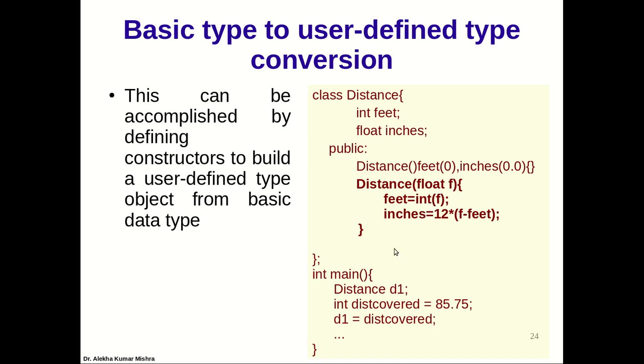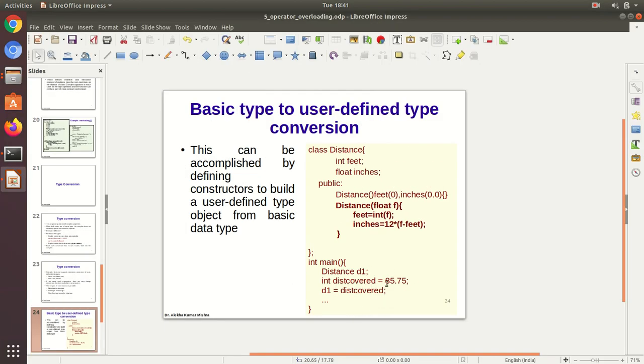Because it takes a single value, we can call it like this: d1 equal to the distance covered. In this way we can do that. When you write d1 equal to distance covered, sorry, there is a typing mistake here. It should be float. Sorry for that, it has to be float.